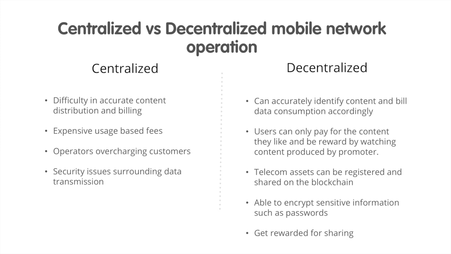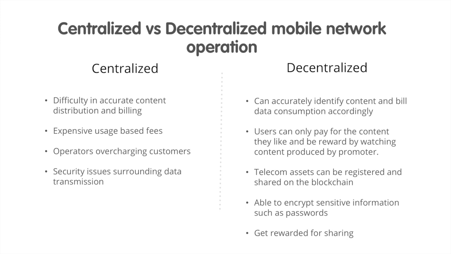However, with the decentralized model and by integrating blockchain, we can accurately identify content and bill data consumption accordingly. So what this means is that user A can access content X, and then based on that, we can bill user A, or maybe we bill user B. This opens up a whole bunch of new use cases that we'll get into. Users can pay for just what they want to use, and they can also be rewarded for watching certain content if it's sponsored content. So you can watch a video and then be rewarded in QLC tokens for your attention.